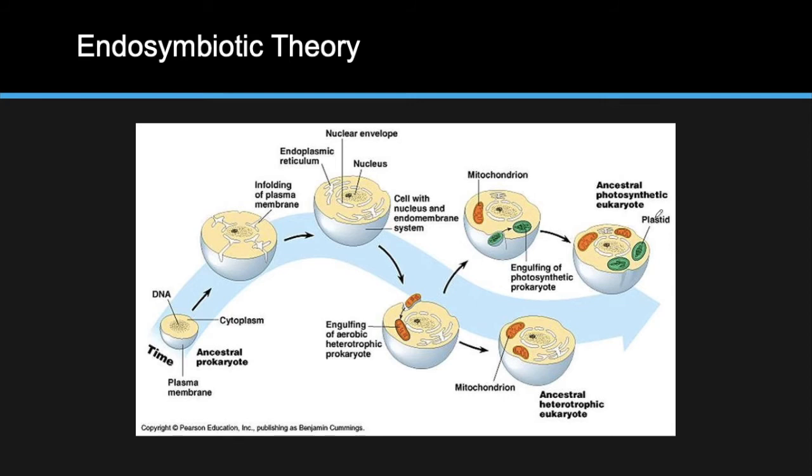This was essentially a mutualistic relationship between that smaller prokaryotic cell, which is now identified as the mitochondria, and the larger cell, which is now identified as the whole cell.